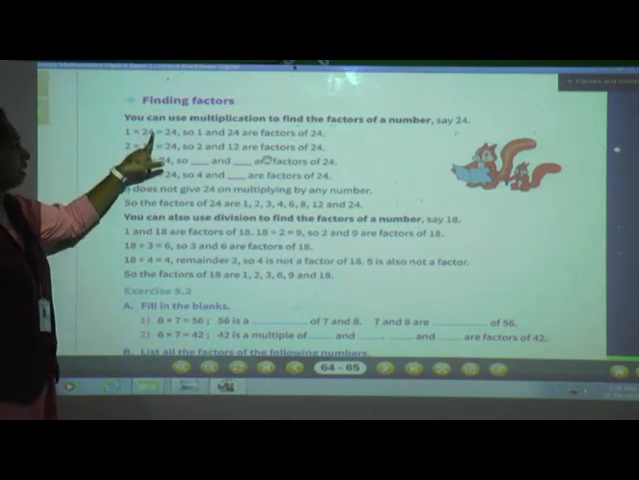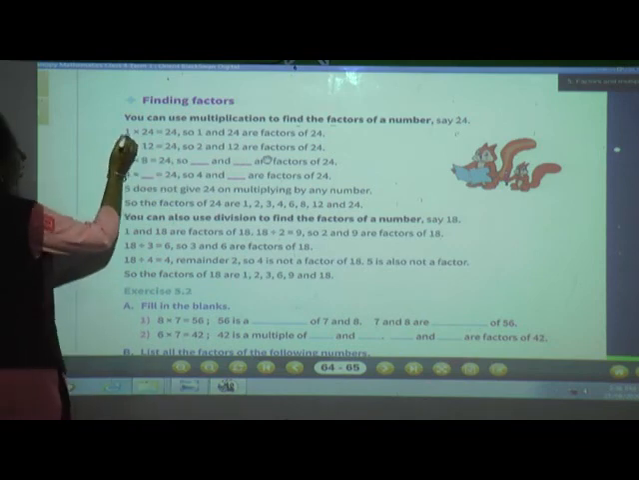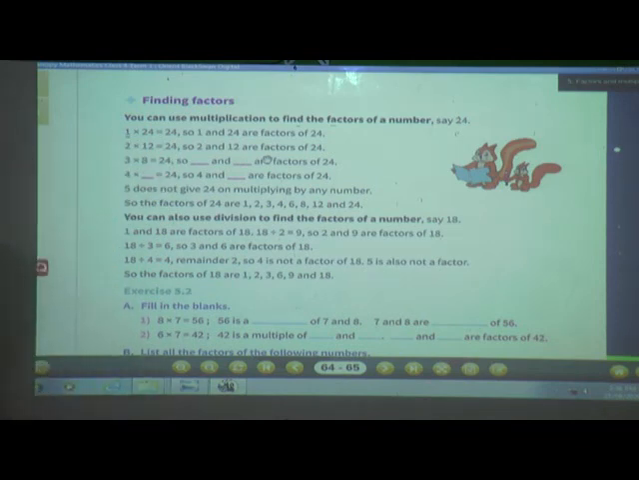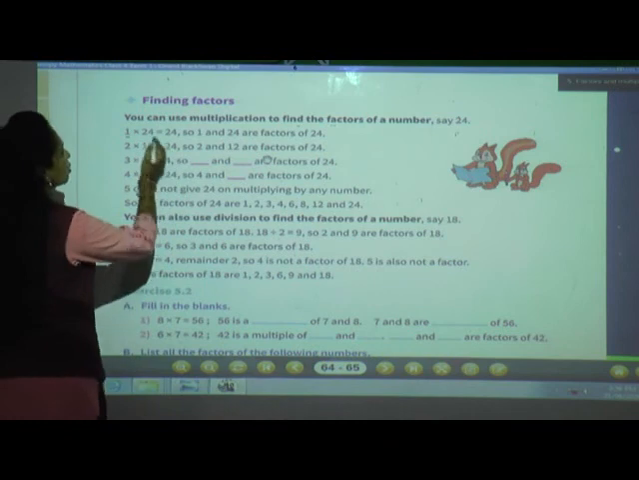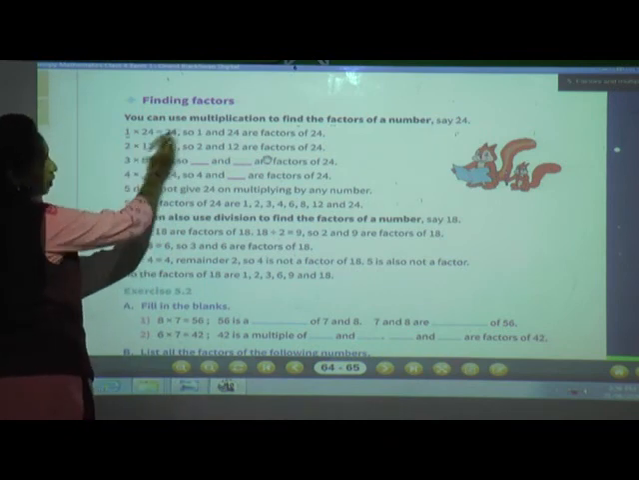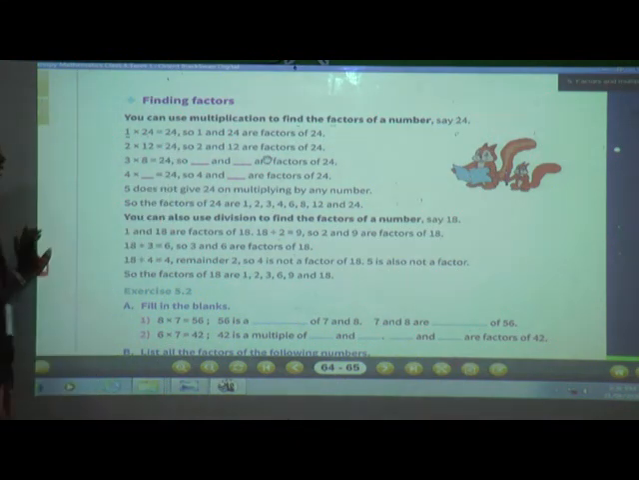Now see, here 1 multiplied by 24, we get 24. So you should start from 1. Okay. Whenever you want to do the multiplication to find the factors, you should start from 1. So 1 multiplied by 24, whatever the given number you have to take, we'll get 24. So 1 and 24 are the factors of 24.